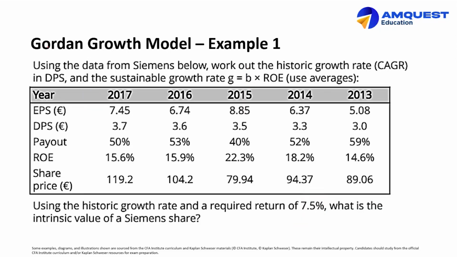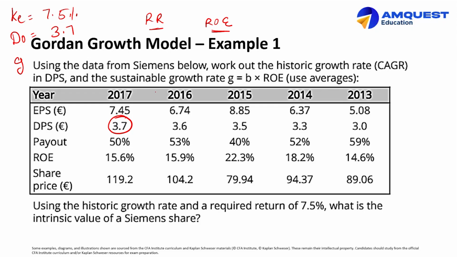So let's write down what values we have. We have KE and this is 7.5%. We are trying to find the value of, let's say, 2018, assuming we have a 1 year holding period. The recent dividend paid is 3.7. So for me, this is D0. D0 is 3.7. This is the current dividend which is paid. And then I need G. In order to calculate G, I need retention rate and I need ROE. If I have these two values, I'll be able to calculate G.